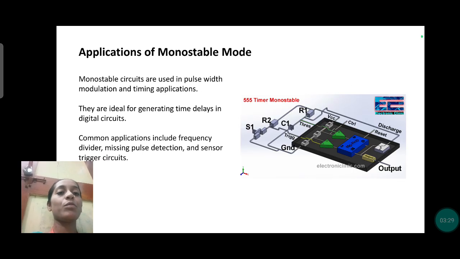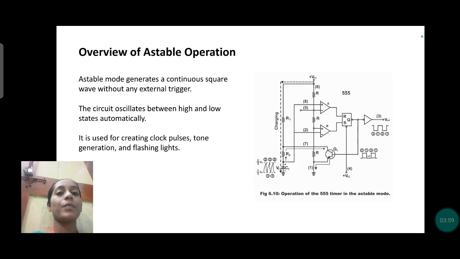Applications of monostable mode. Monostable circuits are used in pulse width modulation and timing applications. They are ideal for generating time delays in digital circuits. Common applications include frequency dividers, missing pulse detection, and sensor trigger circuits like LED flashing circuits and alarm circuits. These are the common applications of monostable mode.